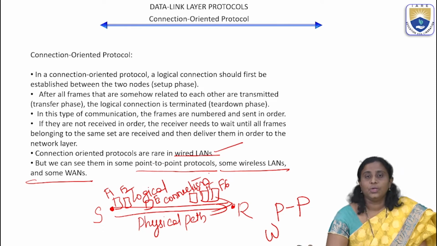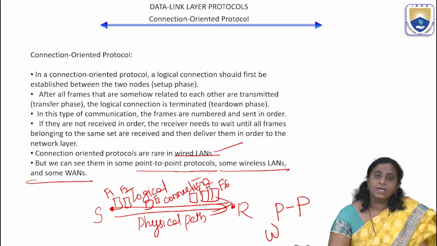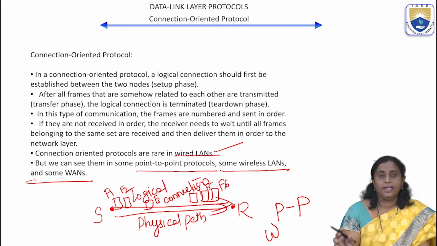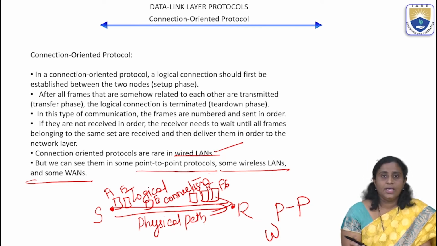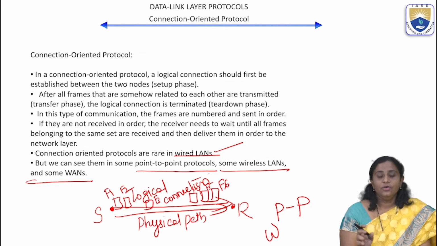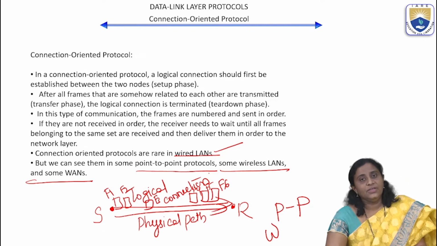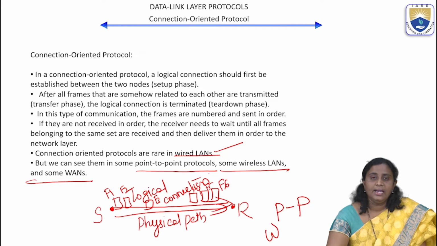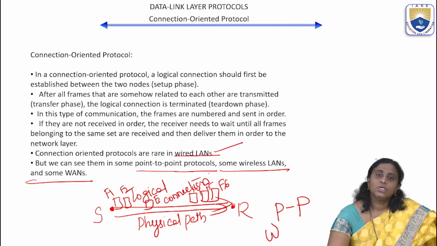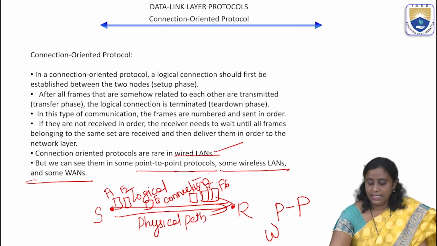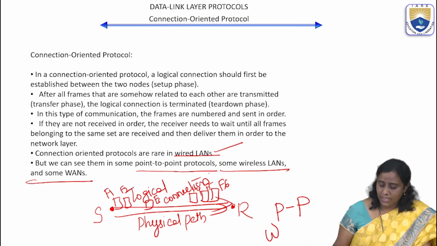is required to transmit the data frames or data bits from one sender to another receiver. And second, the frames should be numbered. They need to be sent from the sender to the receiver in order. And at the receiver side, it needs to wait until it receives all the frames from the source node or sender side. This is the connection-oriented protocol.